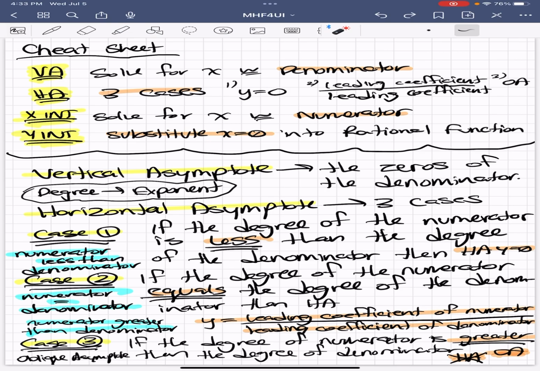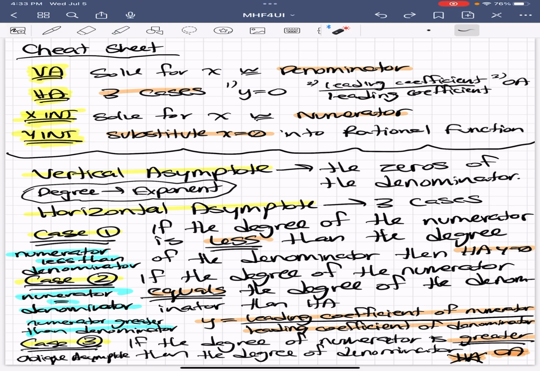So vertical asymptote, it's the zeros of the denominator. Solve for x with the denominator, that's your VA, your vertical asymptote. And then we have horizontal asymptotes, and there are three cases. Case number 1, if the degree of the numerator is less than the degree of the denominator, then your horizontal asymptote would be y equals 0. So that's case number 1, numerator less than denominator.